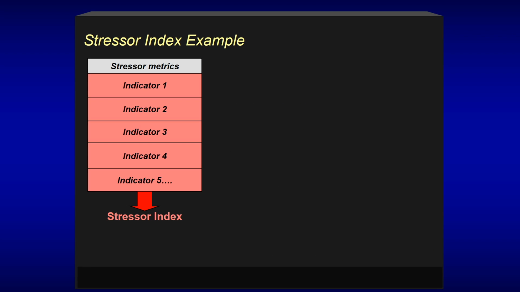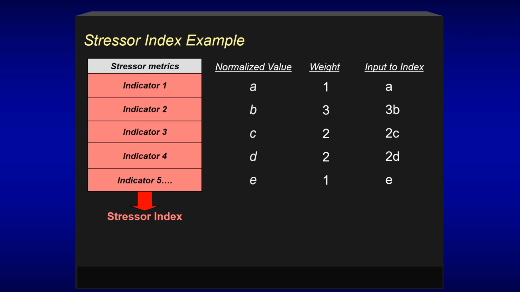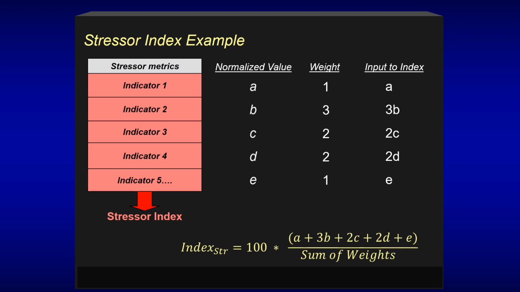This example of stressor index calculation shows what happens next as 5 indicators are combined to become a stressor index. For each watershed or HUC, there is a normalized value for each indicator. And in this example, weights have also been assigned. The weighted value from each indicator in the right column are the inputs to the index formula. The sum of these inputs is divided by the sum of the weights and multiplied by 100 to yield an index with a range of 0 to 100. The same formula is applied to create the ecological index and the social index.